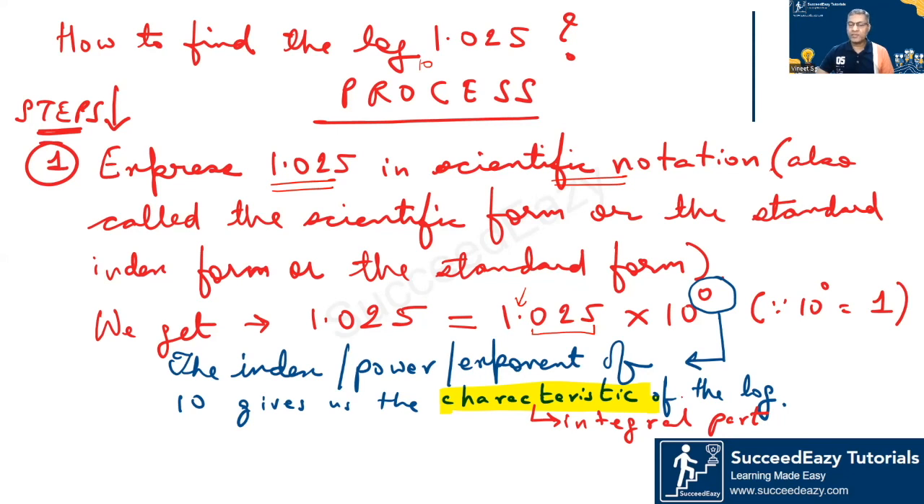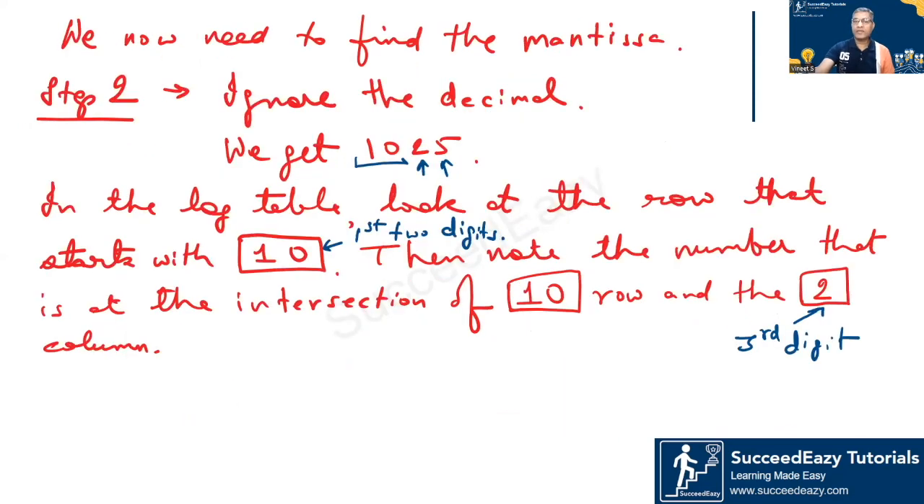And what is characteristic? Characteristic basically is the integral part of the log. I can also call it the whole part. I get 0 as the characteristic for log of 1.025 to the base 10. Okay. We now need to find the mantissa.